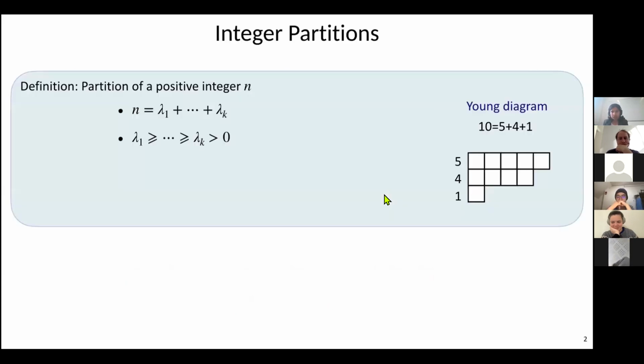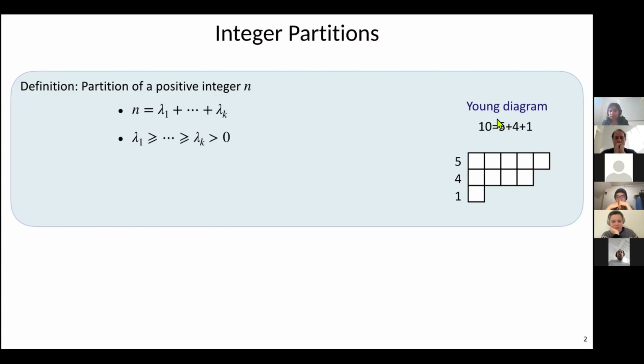All right, so to start with, what is an integer partition? You want to write n as a sum of positive or non-negative integers, and you don't care about the order, so you count them as one. So you put this restriction that lambda1 is larger than or equal to lambda2 and so on, and because you don't want to count zeros, this is only for positive integers.